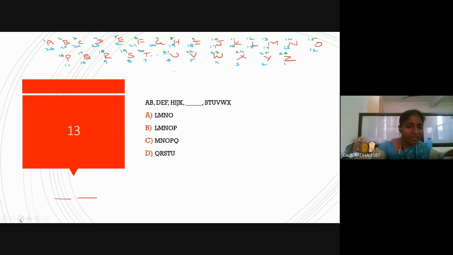A, B, D, E, F. Okay, C is skipped here. C is not there. D, E, F means here 2 letters are present, then 3 letters, then 4 letters are present. So the answer should be 5 letters. Here 6 letters are present.